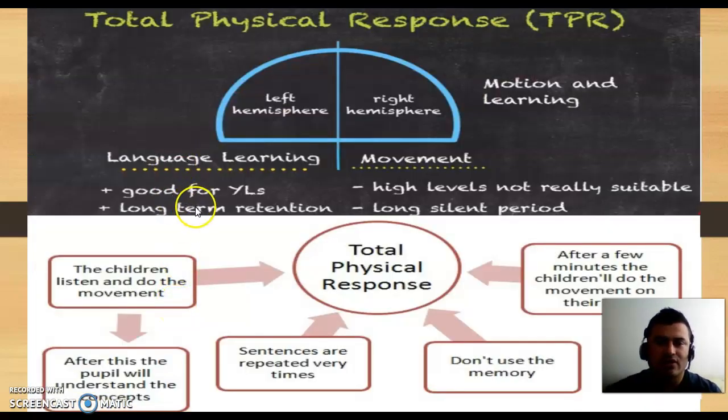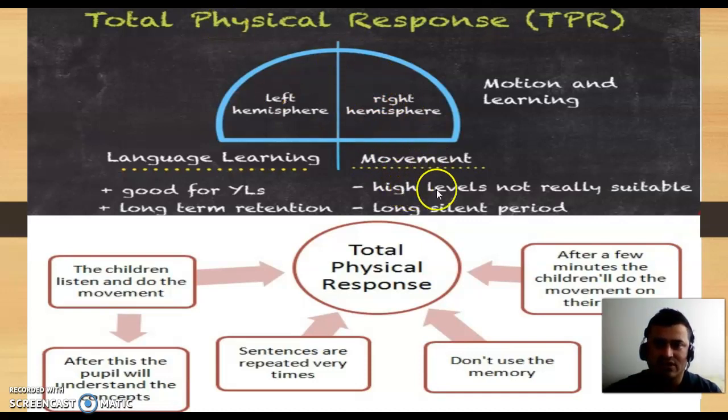Here we have a conceptual map explaining what total physical response is. This method works in both hemispheres, left and right. In the left we have language learning, good for young learners, and long-term retention. And on the other hand, we have the right hemisphere that focuses on movement.